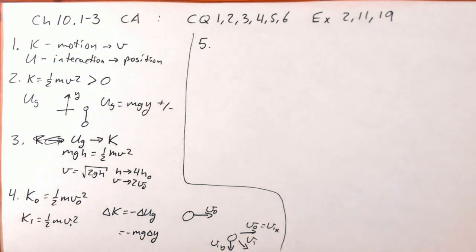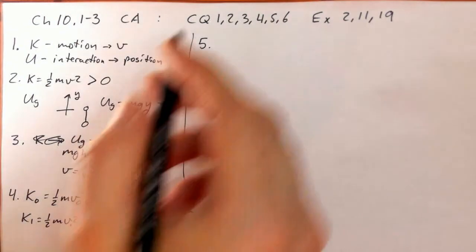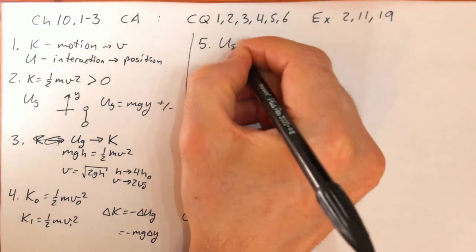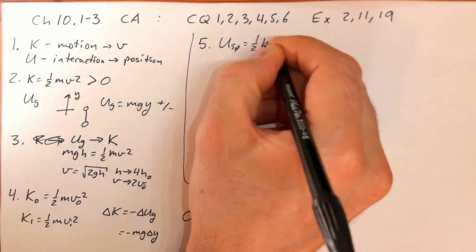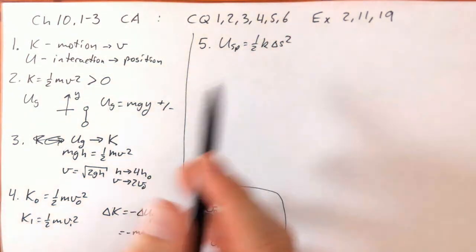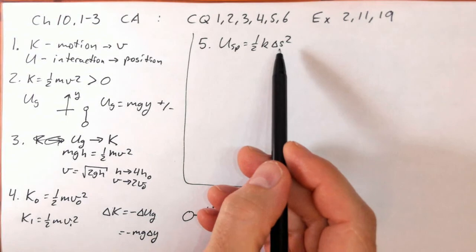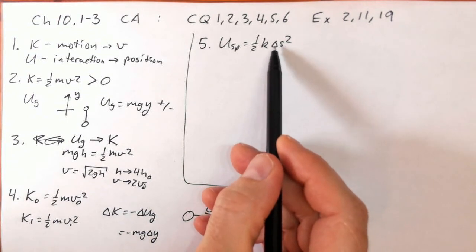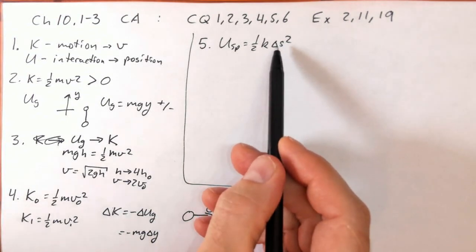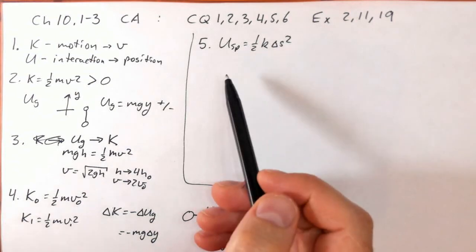Okay, so what's the definition of potential energy in a spring? It is U spring equals 1/2 k delta s squared. What is delta s? It's the stretch or compression. It doesn't matter if you stretch it or compress it. It just matters about how much. And k is the spring constant.